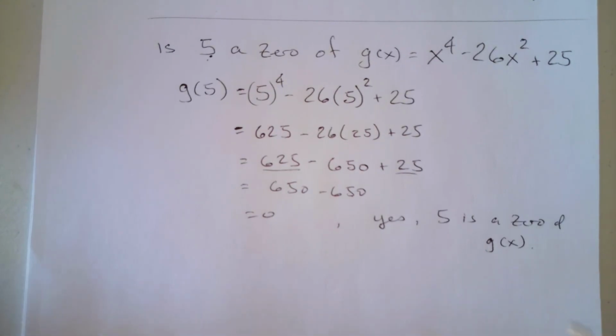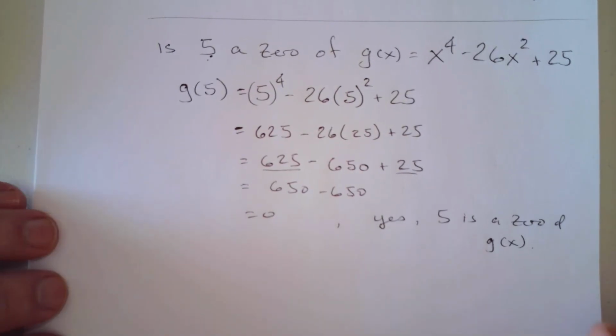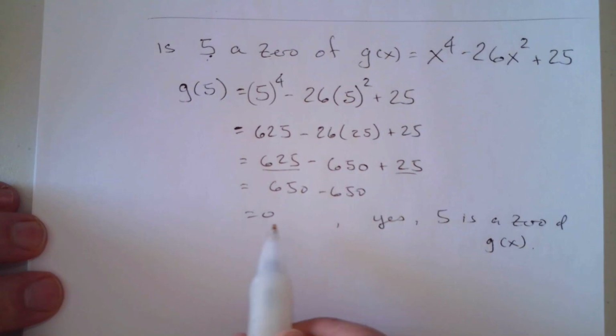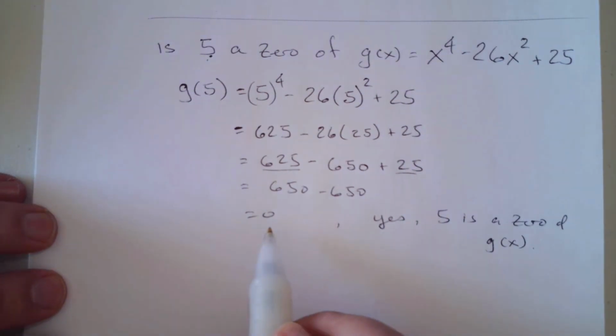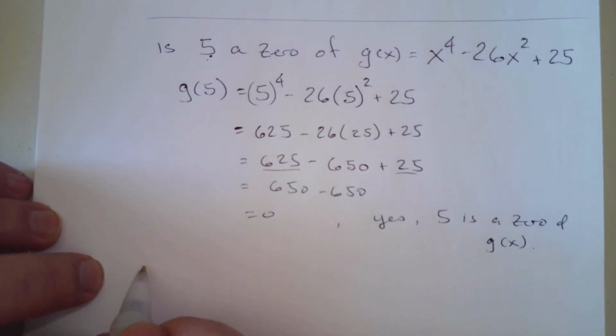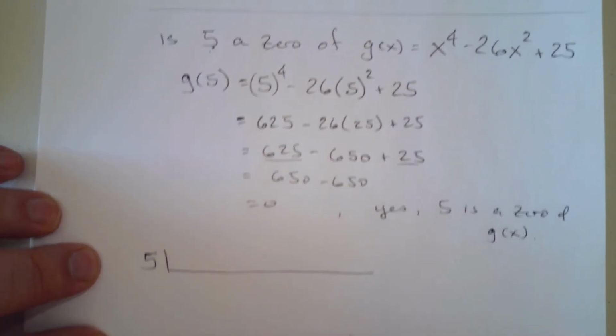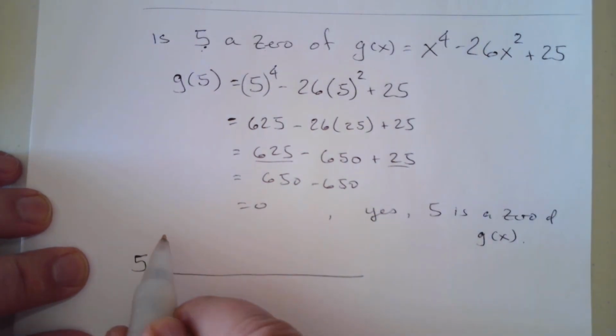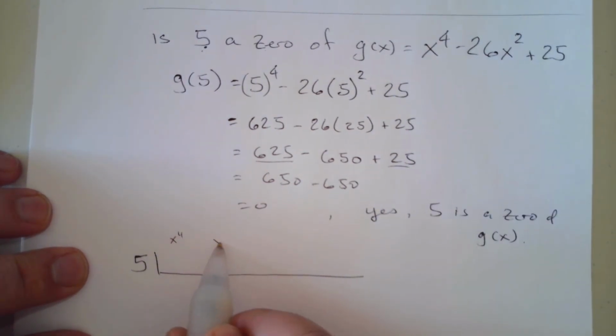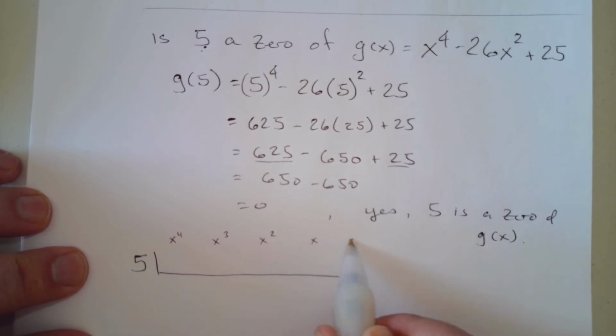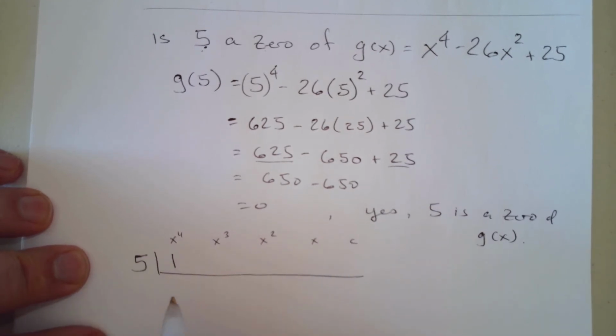Didn't ask us to find the rest of the remainder polynomial, but once we know this, then we can use synthetic division. x to the 4th, x cubed, x squared, x, constant. So these are the coefficients: 1. There's no x cubes. Negative 26. There's no x's.